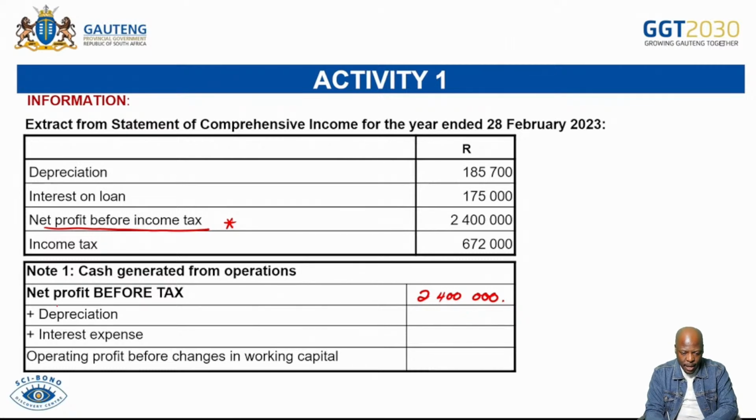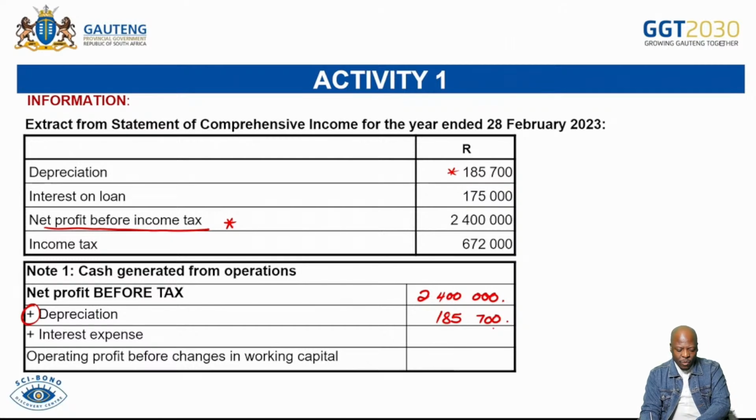Then the next thing is, I've already indicated to you, I'm going to add back my depreciation. I gave you the reason, you remember, because it is a non-cash item. So I'm adding it back. It is a non-cash item. So I'm going to come and say, here is my depreciation, 185,700. So I'm going to come and say plus 185,700. Like that. I add back my depreciation.